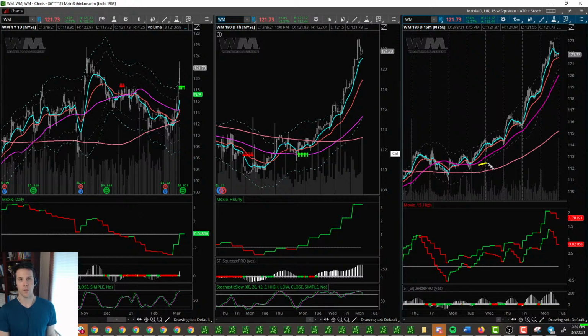But look at this. Look how beautiful this has been. It's following the 15-minute 50. Great. But what's the risk? The risk is you are way outside of 30 ATR and very far away from the hourly 50.